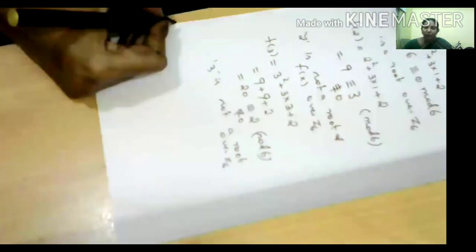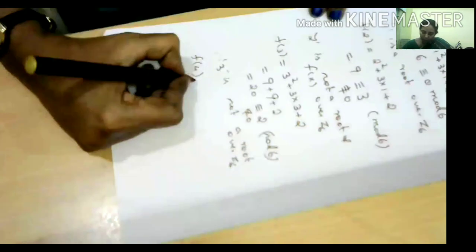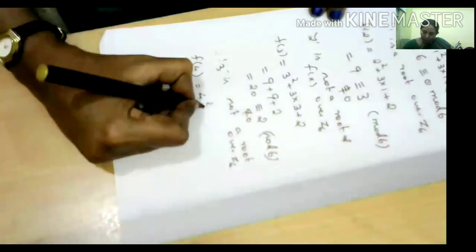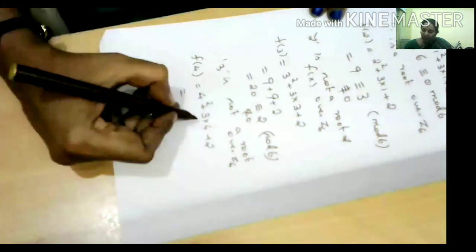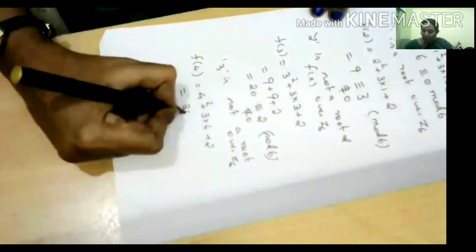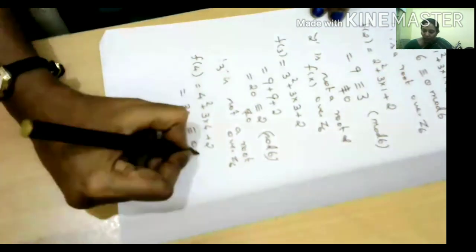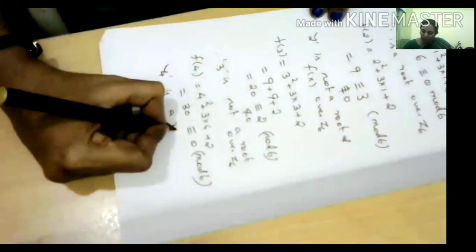Then find out 4. f of 4 is 4 square plus 3 into 4 plus 2. The answer is 16 plus 12, which is 28, plus 2 is 30. So 30 is congruent to 0 mod 6. 30 divided by 6, the quotient is 5 and the remainder is 0. Therefore 4 is a root over Z6.